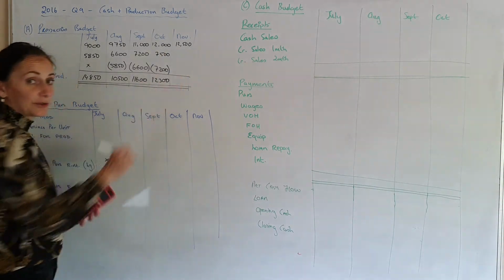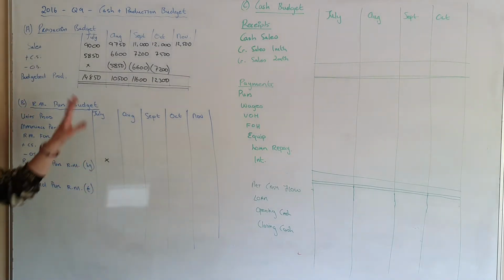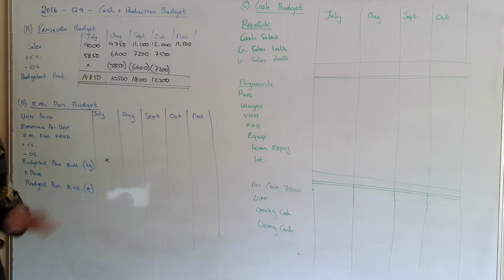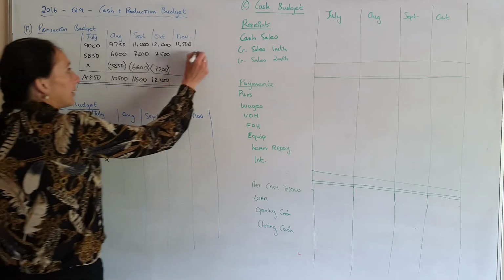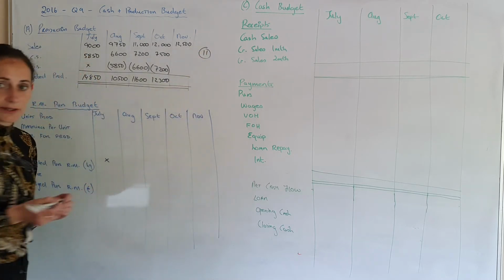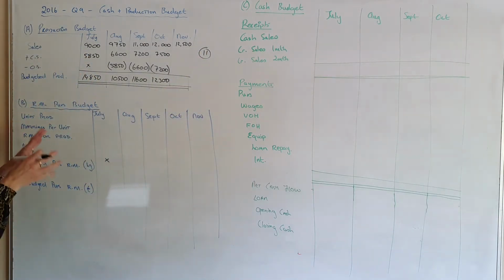And I don't need to do the rest of this because the question asked you just for July to October. Now if you're doing that in the exam, 2, 4, 6, 8, 10, 11, you get 11 marks for that. Okay, fairly basic. Right, let's look at this.